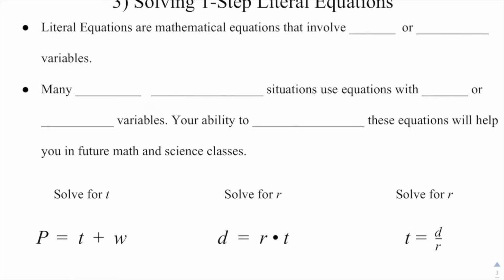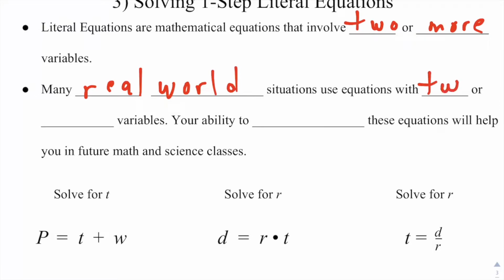What literary equations are in mathematics are equations that involve two or more variables. Many real-world situations use equations with two or more variables. Your ability to manipulate these equations will help you in future math and science classes. So let's come down here and do a couple examples.